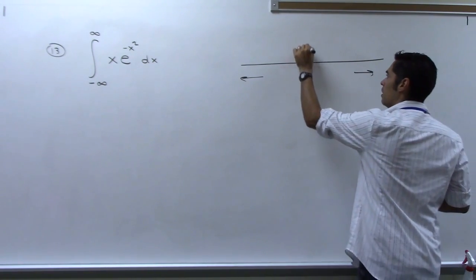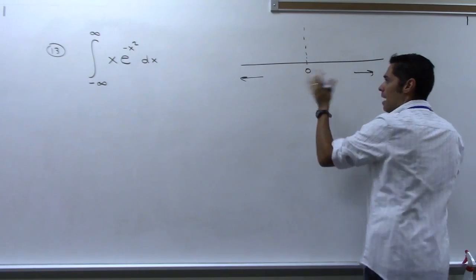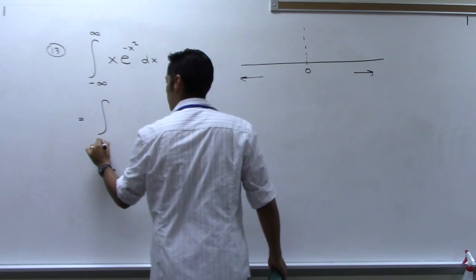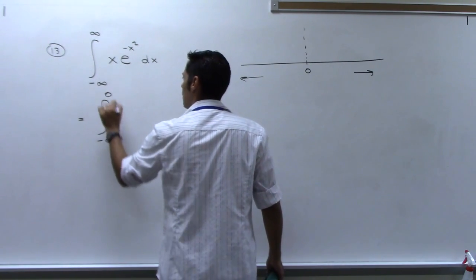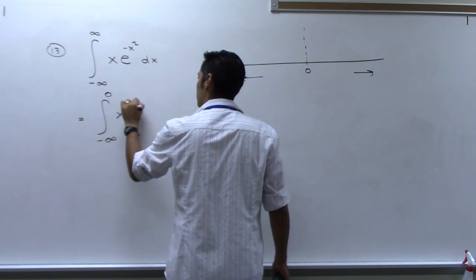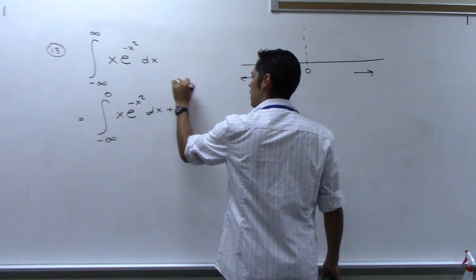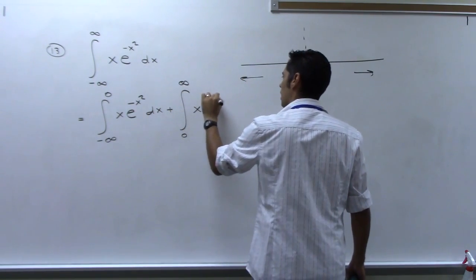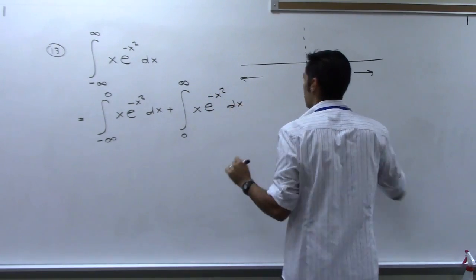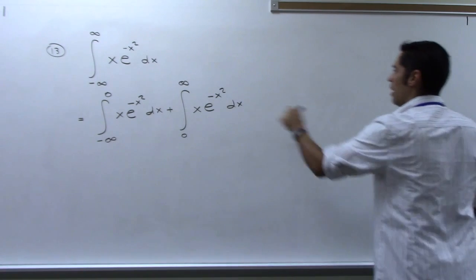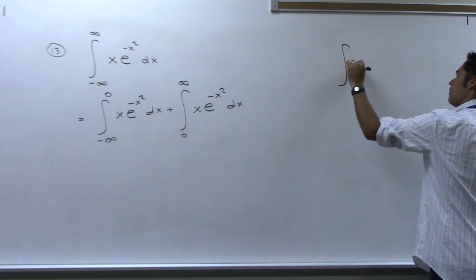So we're going to basically find the area on this side and this side, add the two areas together. So this integral becomes the integral from negative infinity to 0 of x e to the negative x squared dx, plus the integral from 0 to infinity of x e to the negative x squared dx. All right. Now, I'm going to need the antiderivative of that, so I'm going to work on that right here.